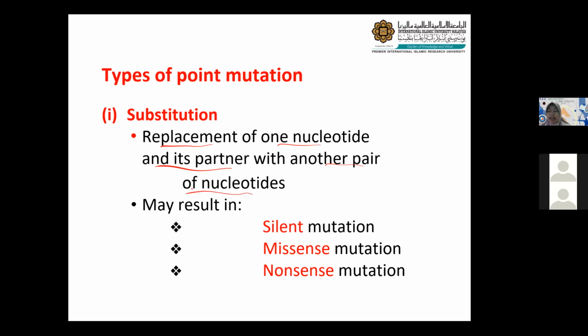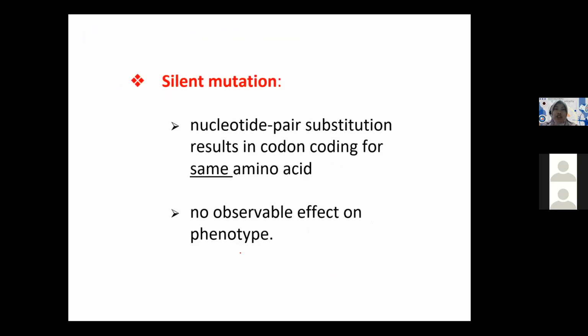And the effect can be either silent mutation, missense mutation, or non-sense mutation. So these are the effects of substitution. Okay, kita akan tengok satu-satu. Contoh silent, contoh missense, and also contoh non-sense. Okay. Alright. Let's start with silent mutation dulu.